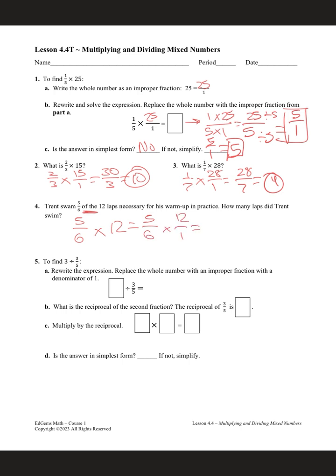So at this point, let's go ahead and multiply straight across. So 5 times 12 is 60. 6 times 1 is 6. And then let's simplify that. So 60 divided by 6, or how many times will 6 go into 60? That's 10 times. So he ended up swimming 10 laps.